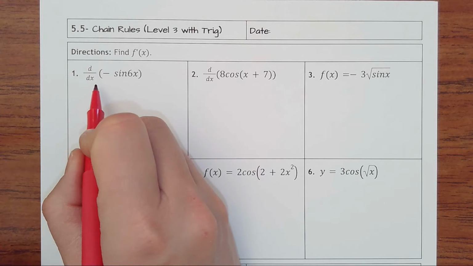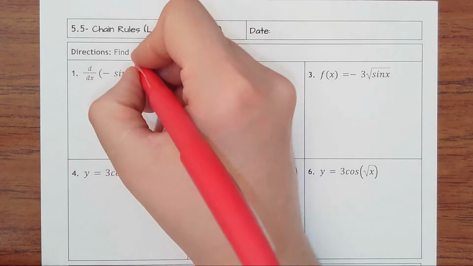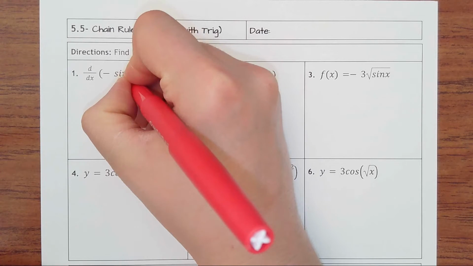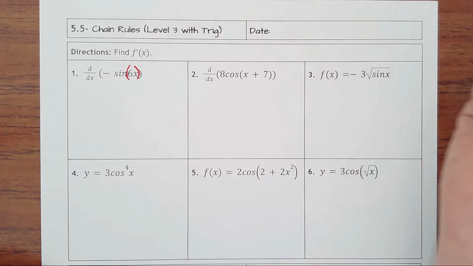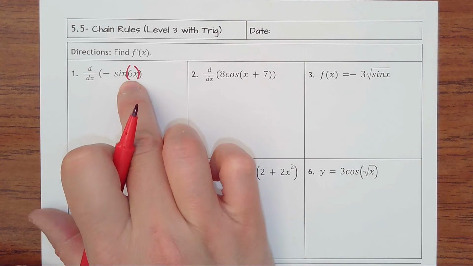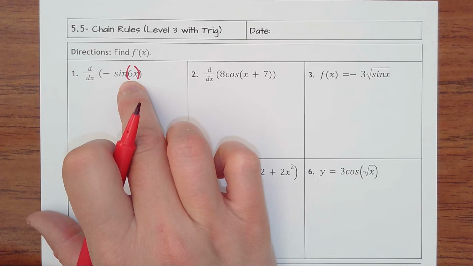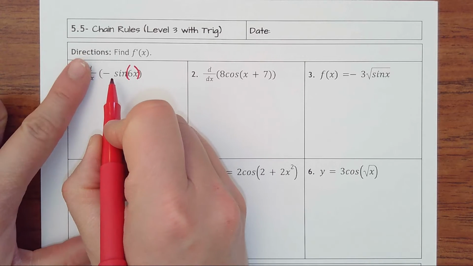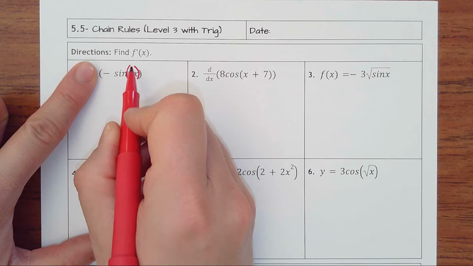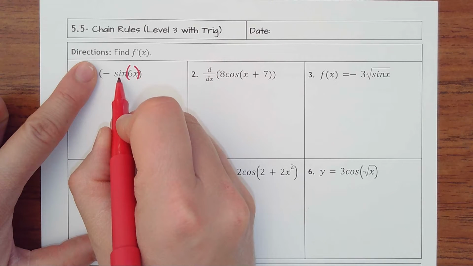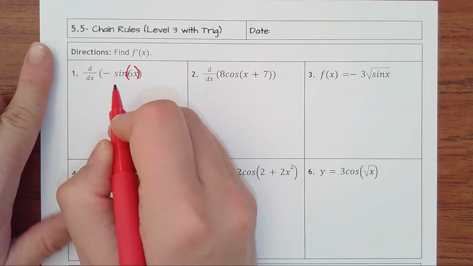So if we want to find the derivative of negative sine 6x, sine and cosine always have some kind of inner part. So it's either just x or it's, look, x plus 7. Something about it is on the inside of it. So this is kind of like a composition. So we want to take the derivative of the outer part, which is this negative sine of x. Derivative of sine is cosine. So we need to have that negative there.